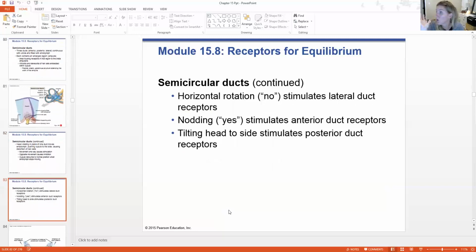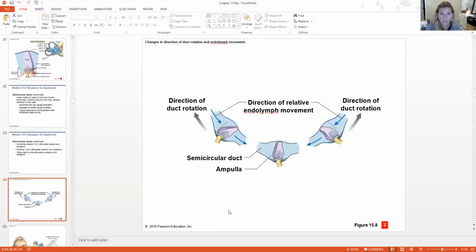A horizontal no is going to stimulate the lateral duct. Nodding yes stimulates the anterior duct, and tilting the head from side to side is going to stimulate the posterior duct. So here you see in the three different planes of space how some of these ampullae will respond.